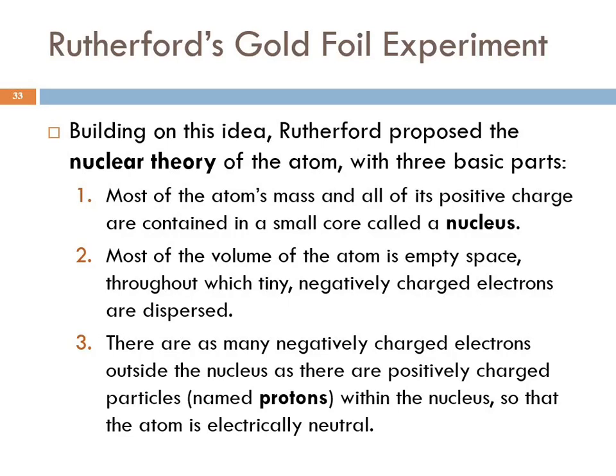So, the nuclear theory of the atom. Most of the atom's mass and all of its positive charge are contained in a small core called a nucleus. Most of the volume of the atom is empty space, and in that empty space we have tiny negatively charged electrons that are dispersed. This says nothing about what those electrons are doing, they're just out there somewhere. There are as many negatively charged electrons outside the nucleus as there are positively charged particles inside the nucleus, so that the atom is electrically neutral. We now call these protons.